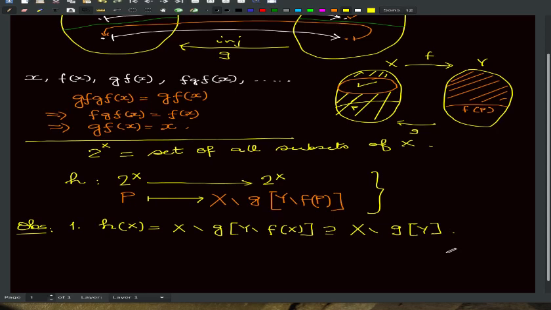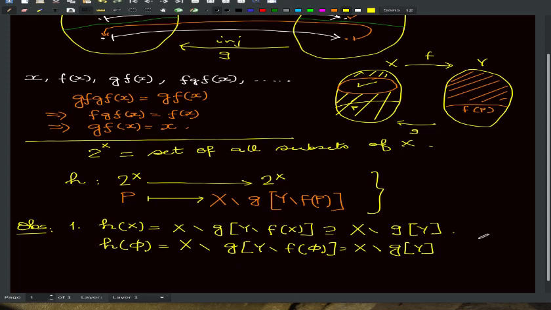So you see, and therefore this is bigger, h of x is bigger than this. On the other hand, if you take the empty set, this is x minus, which is nothing else but, okay.